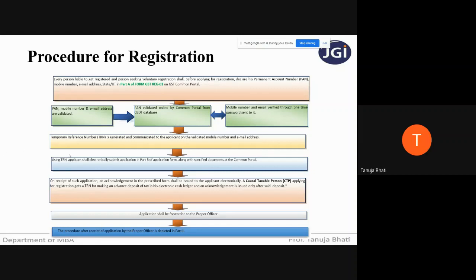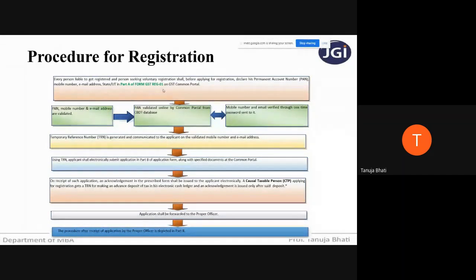then a TRN will be generated and it will be communicated to the applicant on the validated mobile number and email address. So one TRN, that is the temporary reference number, will be generated, and this number will be communicated to the person applying for registration through the mobile number or email address which he has given. Okay, so up to here, are the steps clear, students?